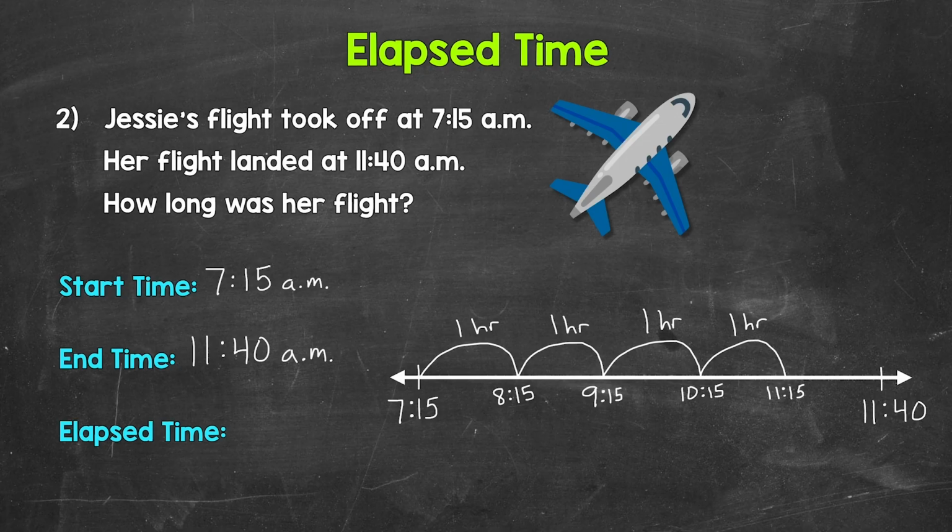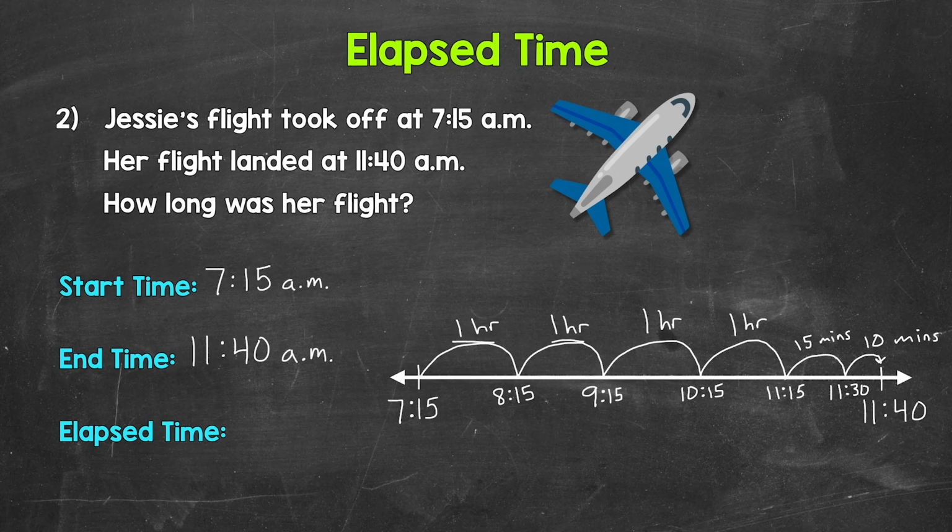So we can make a nice 15-minute jump here to hit 11:30. So if we go ahead 15 minutes, that will bring us to 11:30. Now we need to go from 11:30 to 11:40. That's going to be 10 more minutes. So we need a 10-minute jump. So a 10-minute jump here, and we hit that end time of 11:40.